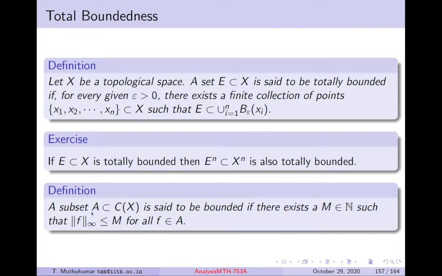Now we say a subset A of the space of continuous functions C(X), where X is a topological space, is bounded if there is a natural number m such that the sup norm is less than or equal to m, because C(X), if you remember, is given the supremum norm. So we say that f is bounded if the sup norm is less than m, which basically means mod f of x is less than or equal to m, and this happens for all f in A. Whenever this happens for every element of A, so you can find a uniform m for all f in A, then you say that A is bounded.